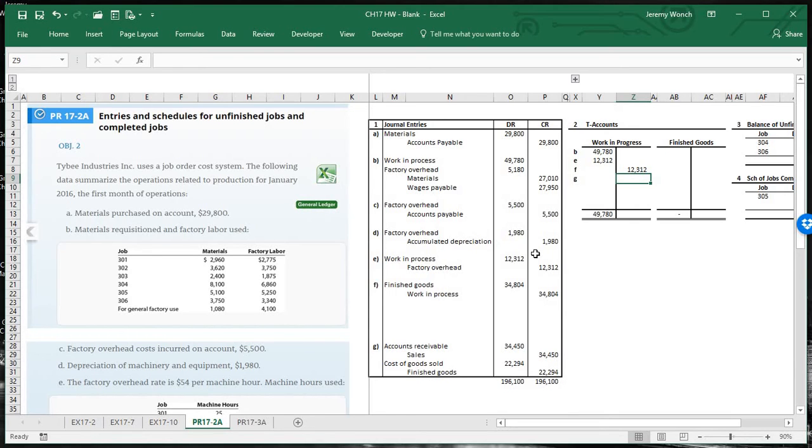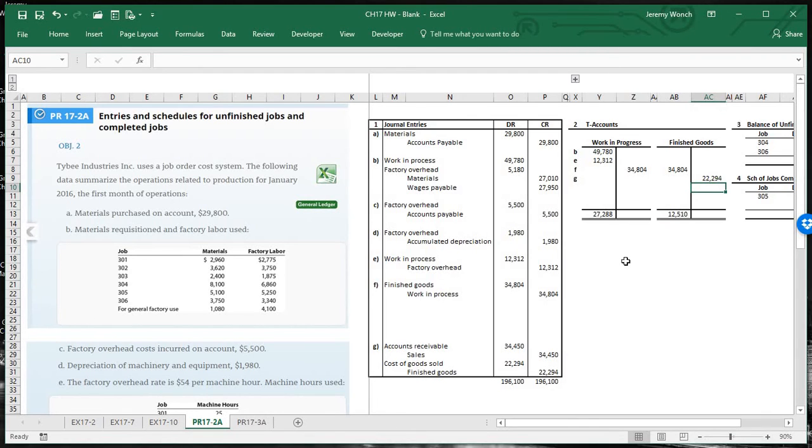And so now for finished goods, in part F, we have... whoops, I put in the wrong one there. That should be from G. And then for finished goods, 34,000. And then part G down here, we have finished goods of 22,294.